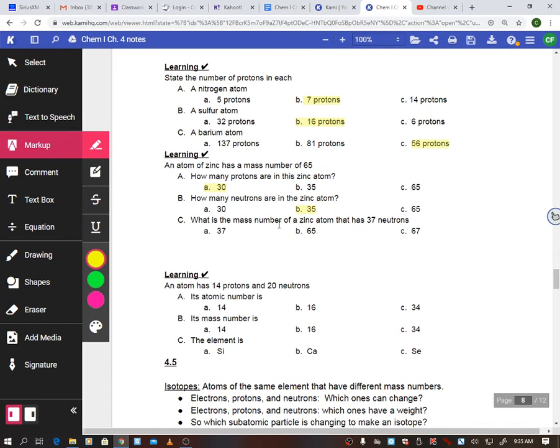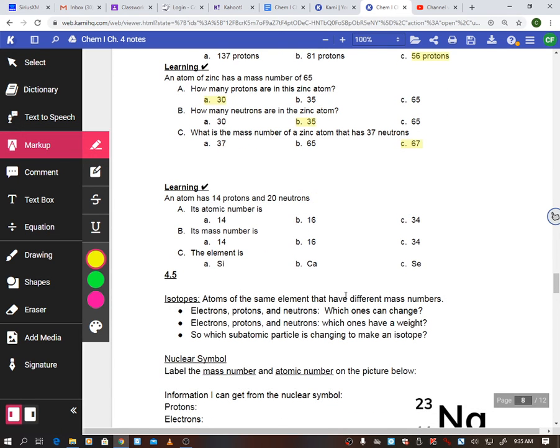And then, what is the mass number of a zinc atom that has 37 neutrons? We've not talked much about neutrons, but neutron numbers can change also. We'll learn about those later. They're called isotopes. If up here I have 35 neutrons, but all of a sudden that changes to 37, well, that's 2 different. My normal mass number is 65, and I'm adding 2 more neutrons to that, so it's going to change to 67.